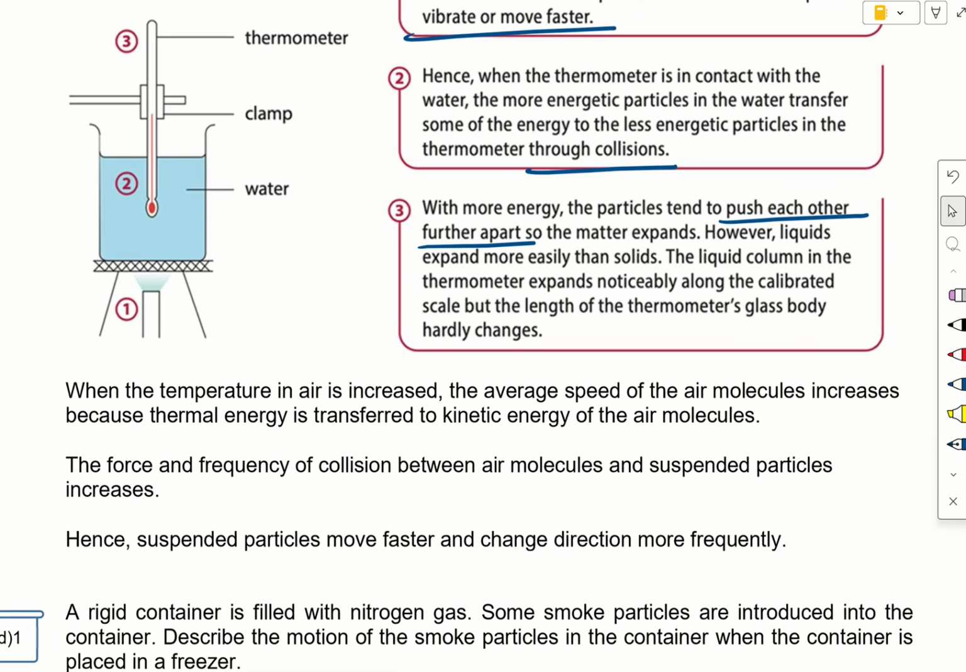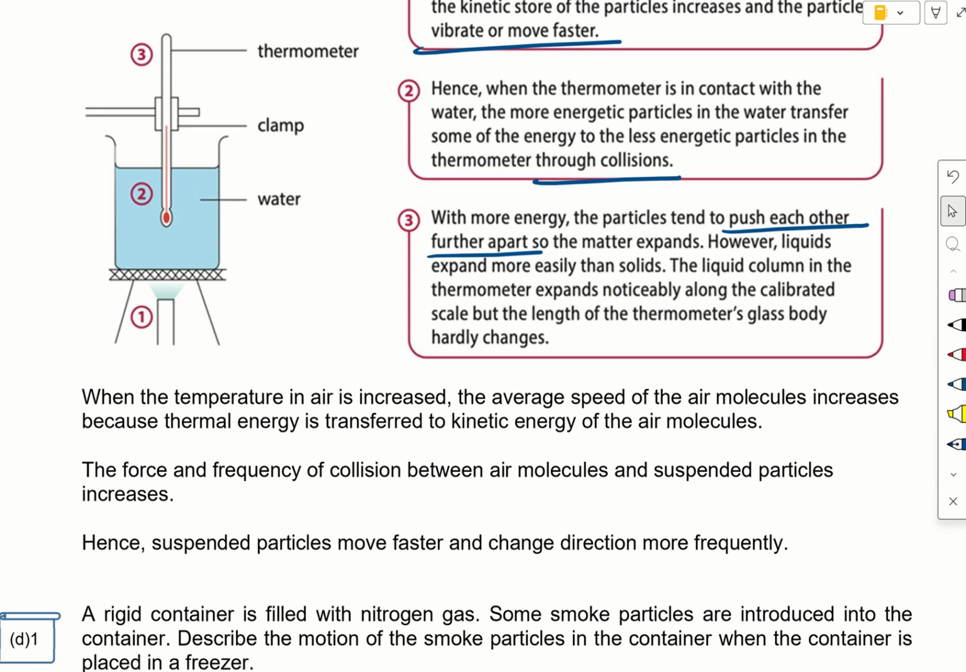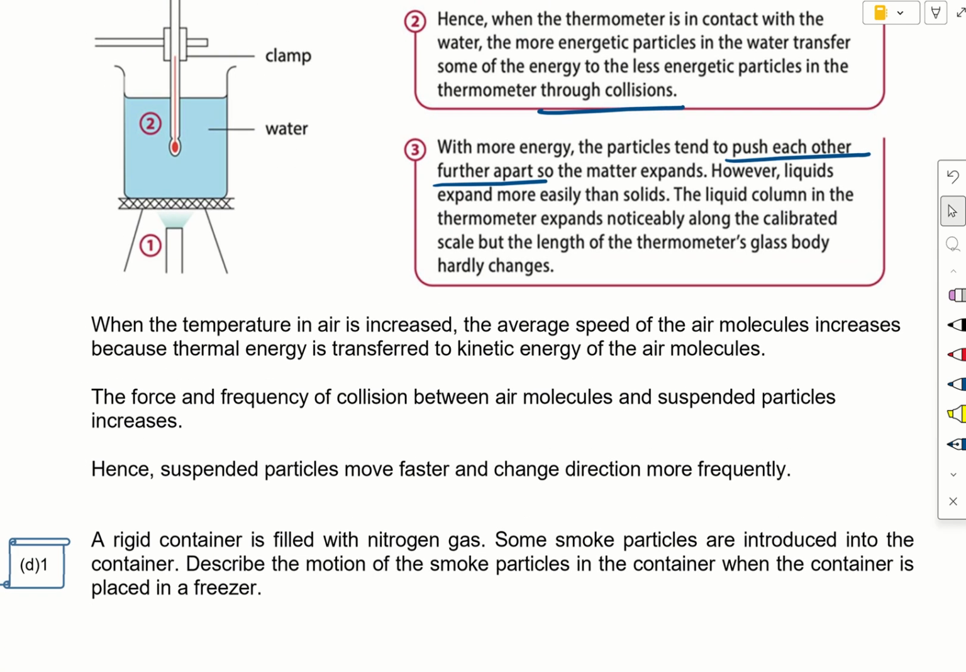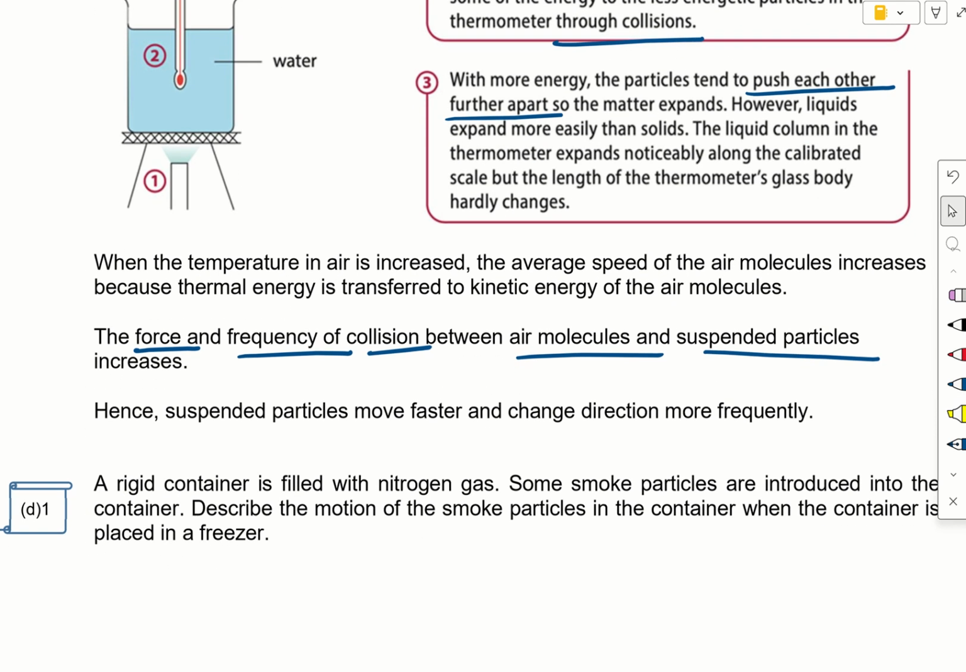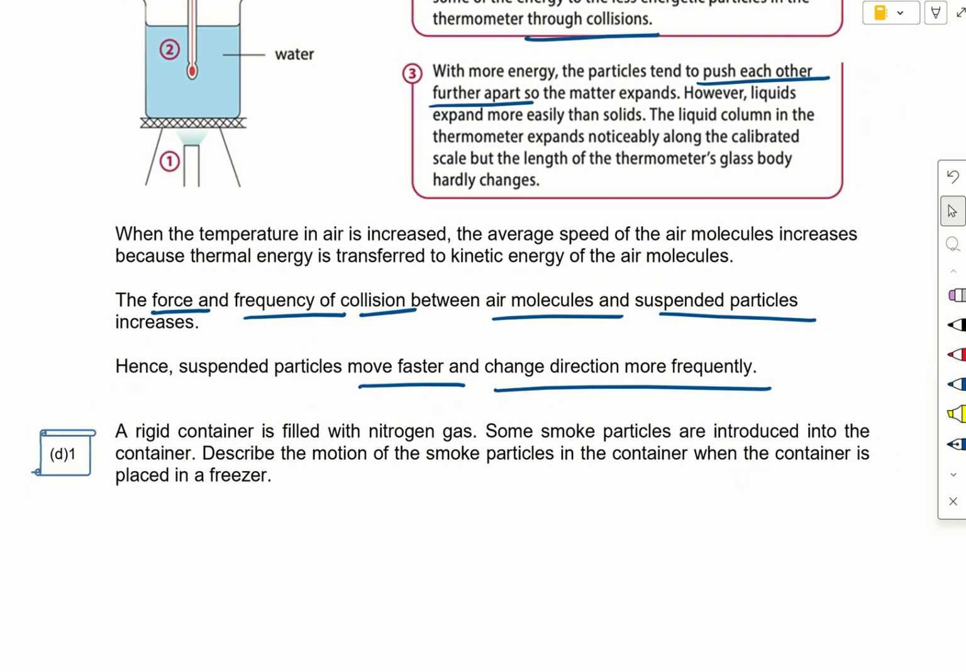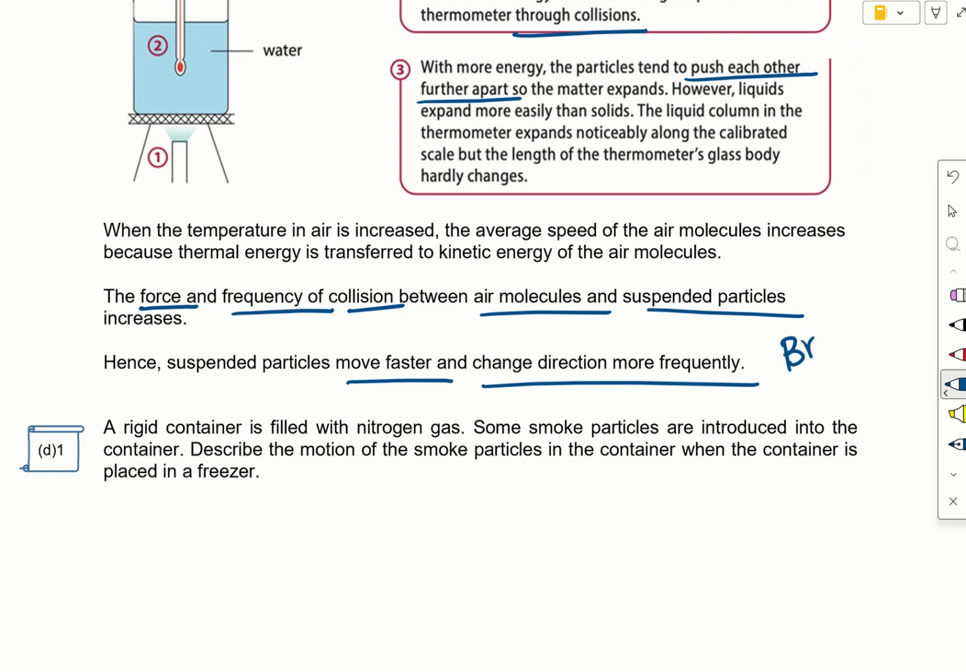Now, when the temperature of the air is increased, the average speed of the air molecules increases, right? Because thermal energy is transferred to KE of the air molecules. And the force and frequency, important, of collision between the air molecules and the suspended particles will increase. Therefore, suspended particles will move faster and change direction more frequently. We have covered this under Brownian motion.